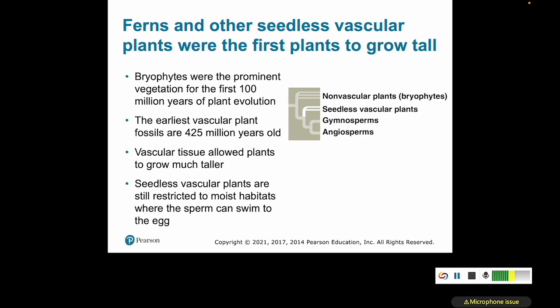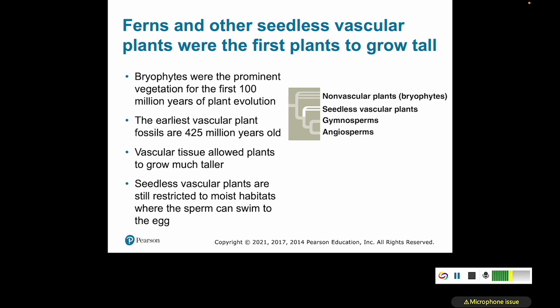So when plants first evolved, bryophytes were the prominent vegetation, those non-vascular plants, for about 100 million years. Then after about 100 million years, about 425 million years ago, we started having the earliest vascular plants. The earliest fossils we have are from about 425 million years ago. By having vascular tissue, plants are able to start growing taller.